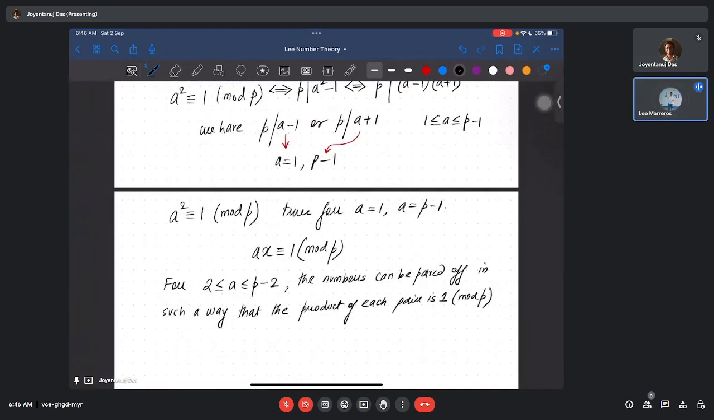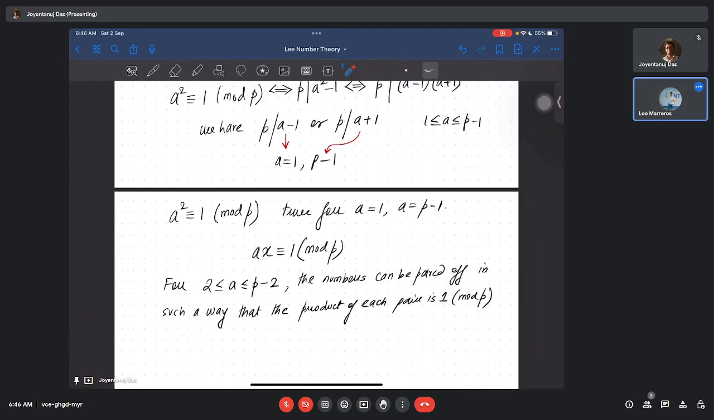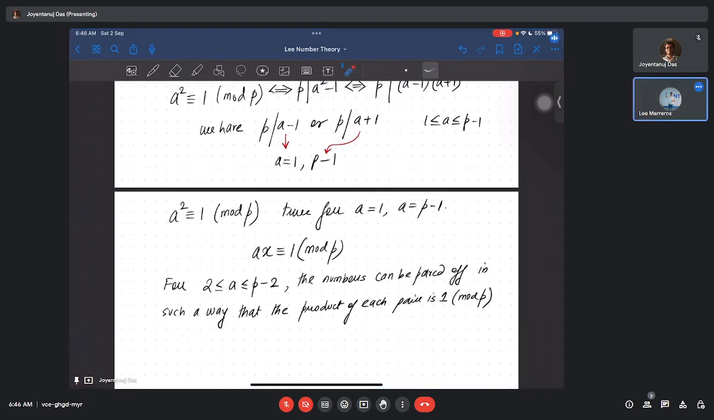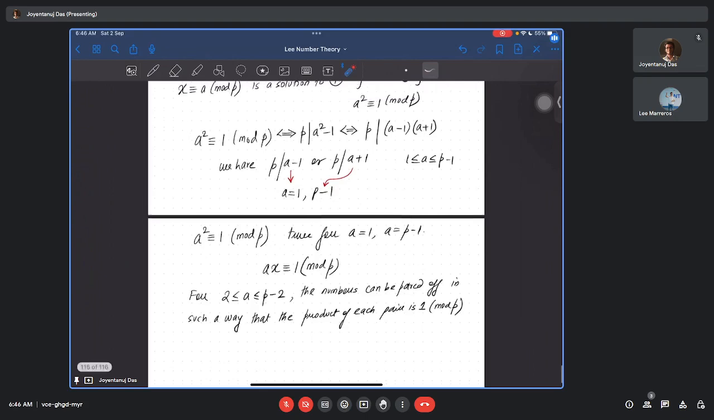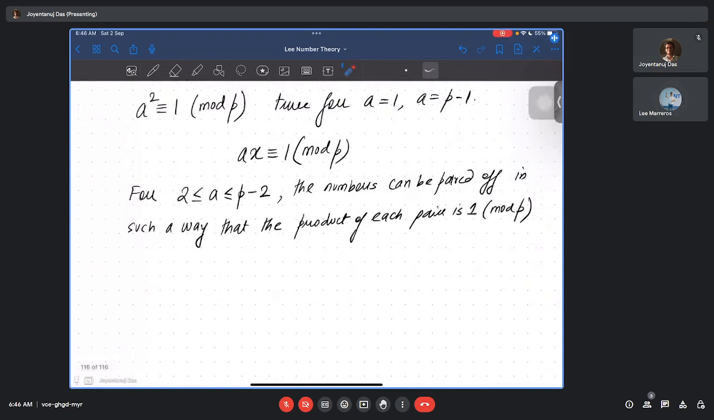Suppose a equals 2. We want to find a solution when a equals 2. I will find one solution x that also lies between 2 and p minus 2, and we can pair those two up. I think this is getting abstract. Let us see an example for p equals 7, how it is working. Then it will be clear.